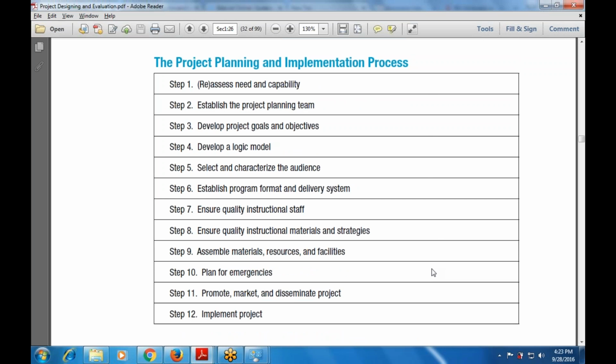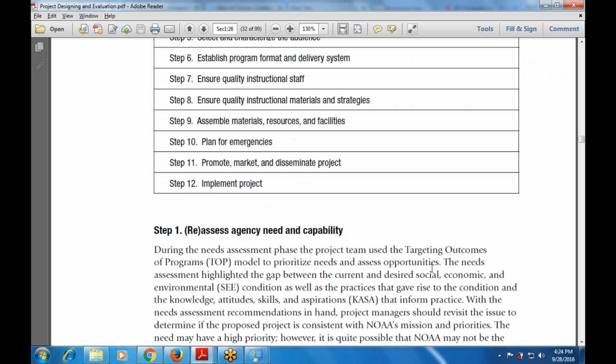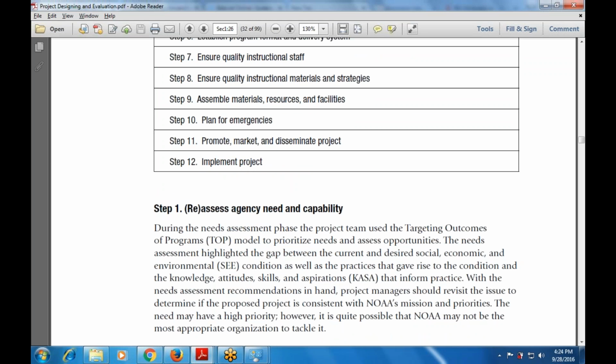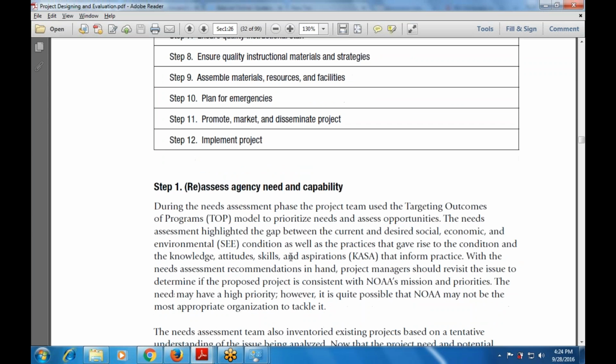Let's start with the need and the capability, then project planning team, then develop the project goals and the objectives, logic model, audience, program format, then quality instructional staff, then quality material and strategies, then assemble the materials and resources, then plan for the emergencies, promote, market, and disseminate the project. Whatever the market criteria that is used, then implement the project. So let's start with step number 1, that is reassess the agency need and the capabilities. Whatever the agency needs, that must be categorized and developed with the need and the capabilities.